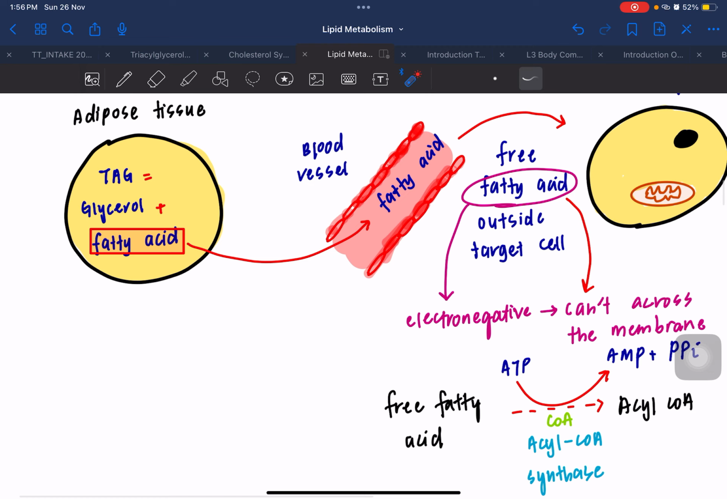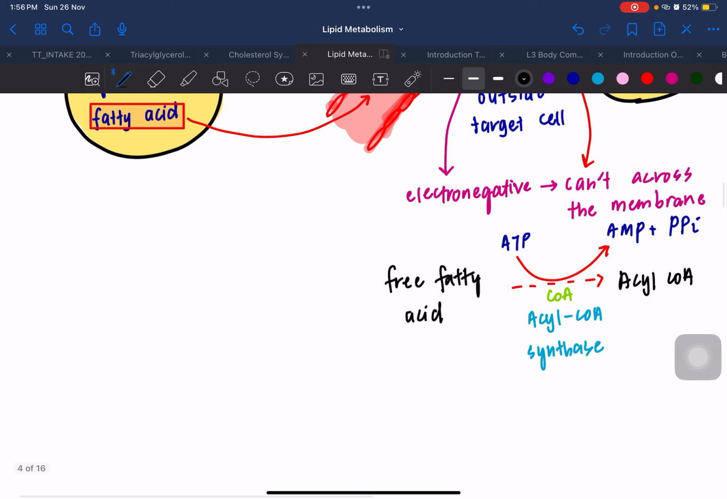So first we have the adipose tissue. In our body we have the adipose tissue, in our skin we have the adipose tissue, right? In the adipose tissue we have the glycerol and the fatty acid. If you remember the structure, I will show. This is the glycerol, and in the glycerol we have 3 fatty acids, isn't it? This is fatty acid, glycerol and fatty acid.